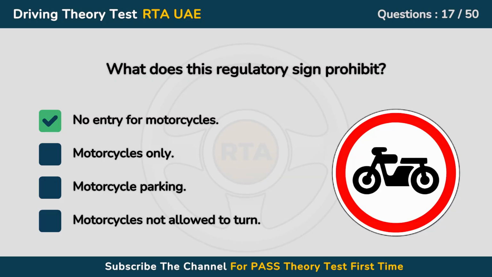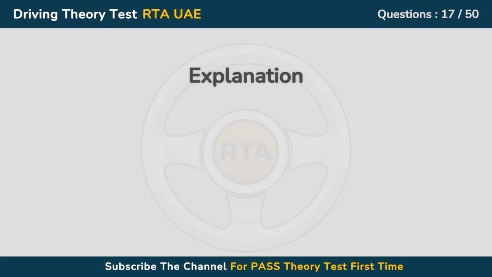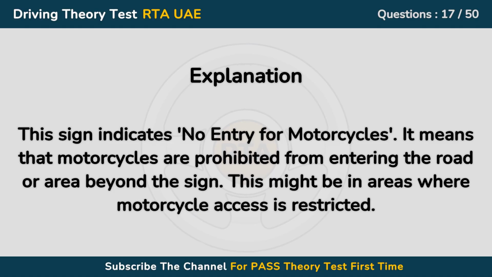Answer is A. No entry for motorcycles. This sign indicates no entry for motorcycles. It means that motorcycles are prohibited from entering the road or area beyond the sign. This might be in areas where motorcycle access is restricted.